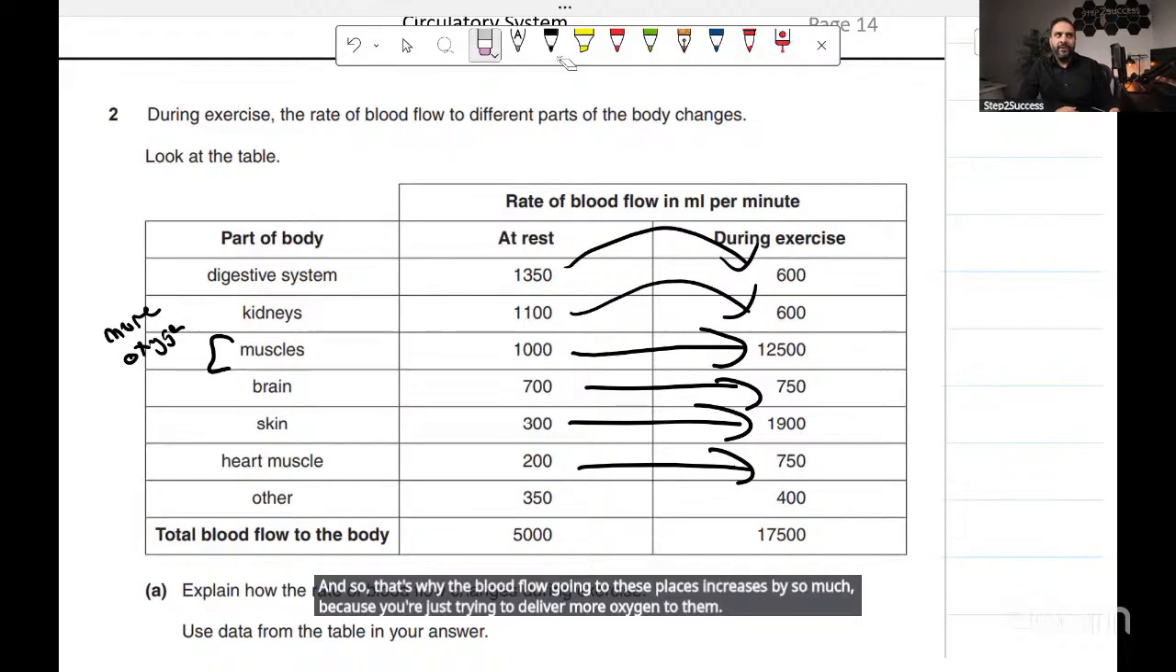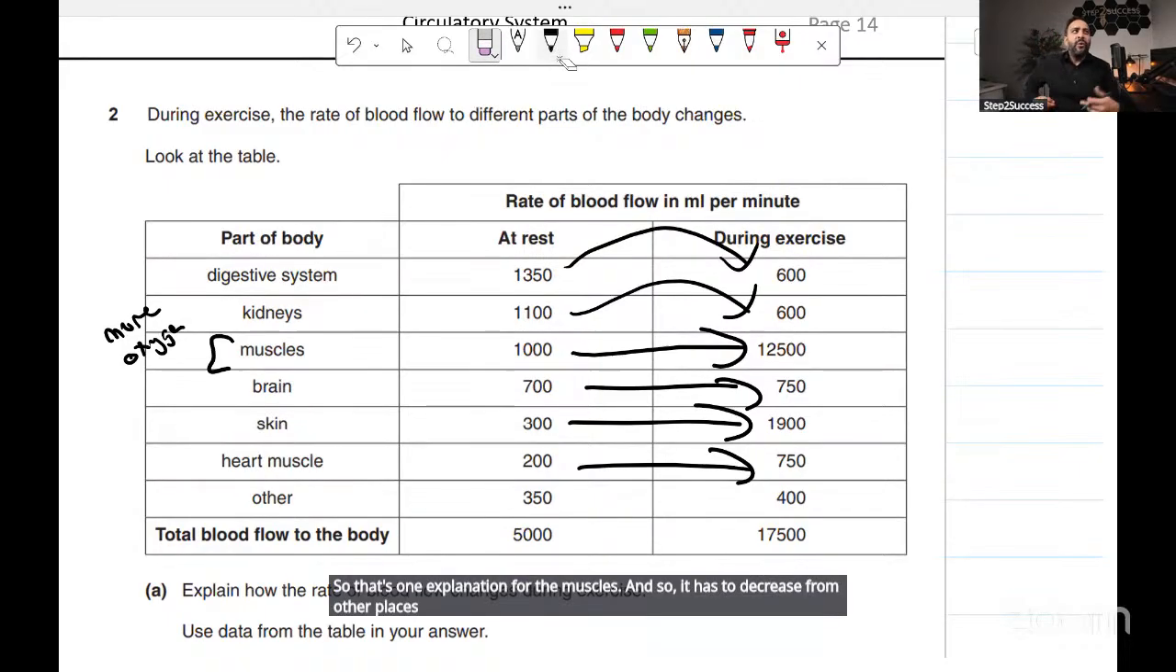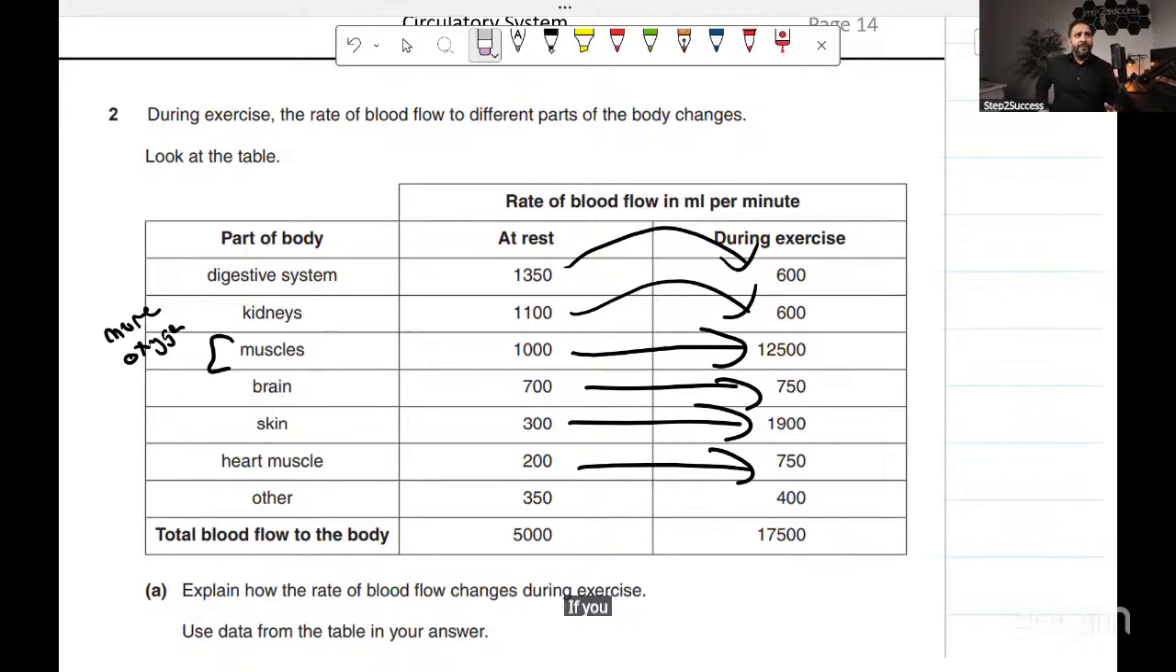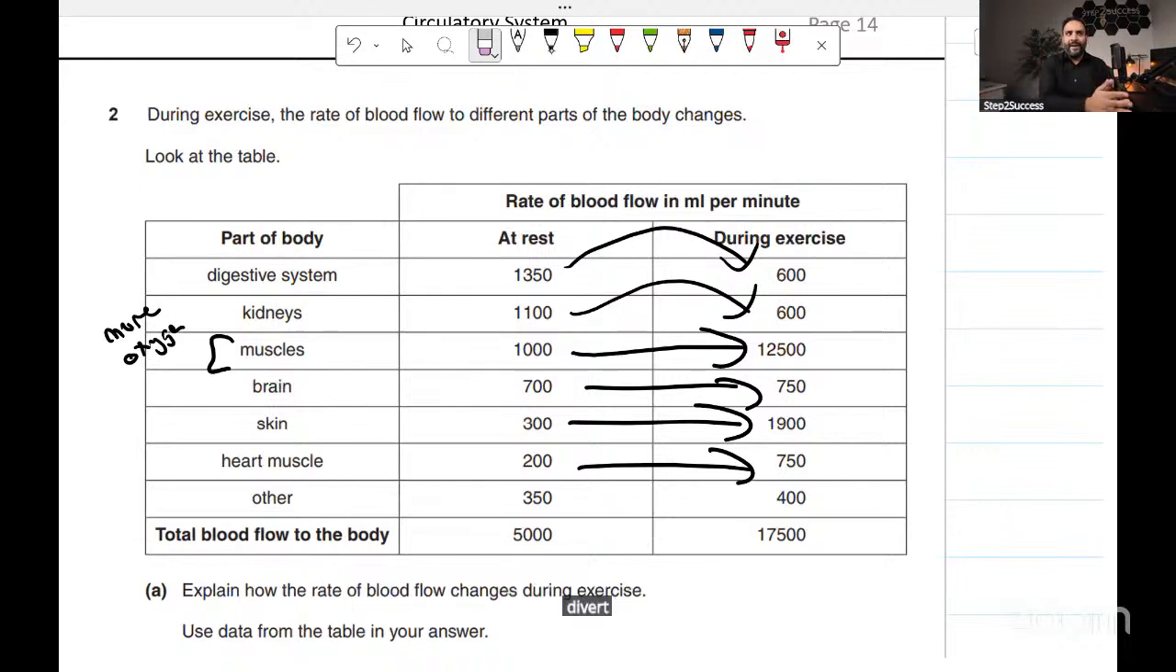So that's one explanation for the muscles. And so it has to decrease from other places. Your digestive system and your kidneys don't need as much blood or oxygen right now while you're exercising. If you were eating food, it might be different, but right now you don't. So you're exercising, so you're trying to basically divert blood from places that don't need as much of it to places that do need more of it.